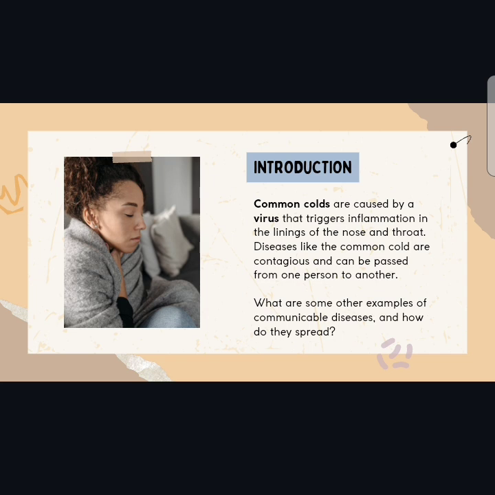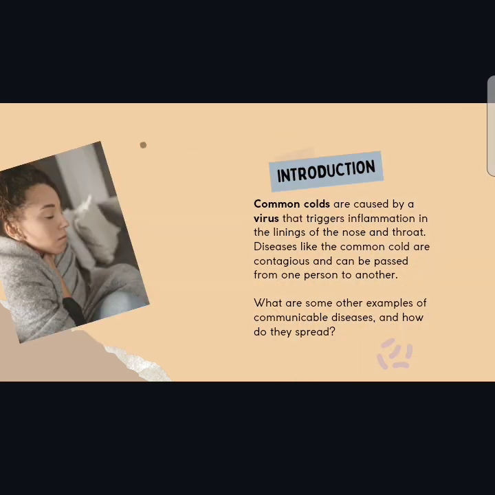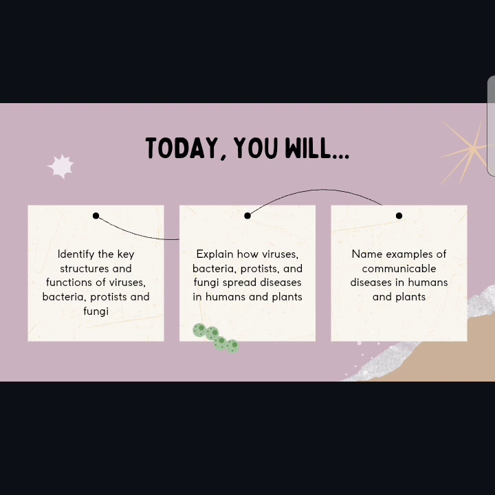So first of all, we are moving towards the objectives we will cover in today's lecture. The first one is we will identify the key structure and function of viruses, bacteria, protists, and fungi. The next thing, we will explain how these pathogens spread diseases in humans and plants. And the last one, we will name specific examples of communicable diseases caused by each type of these organisms.